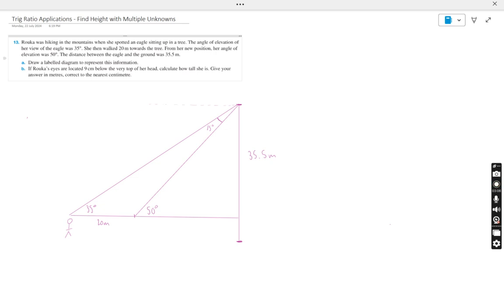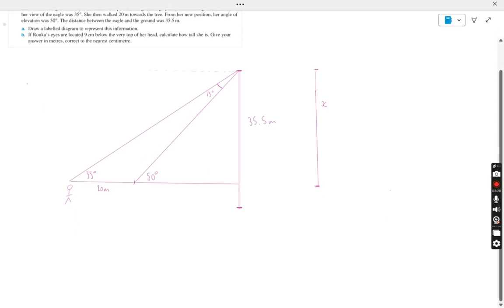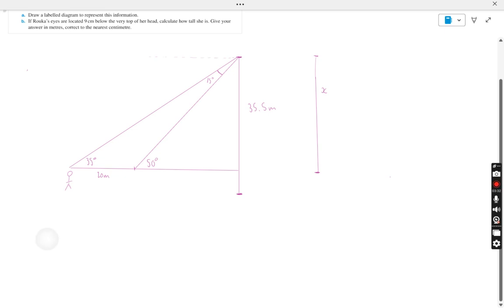So basically, this entire thing here, this tree, is 35.5 meters. I need to figure out what this distance is from here to here. This distance down here. We don't have a value for that yet, and let's just call that x. We also don't know what this value down here is between Ruka's second location and the tree. Let's call that y.